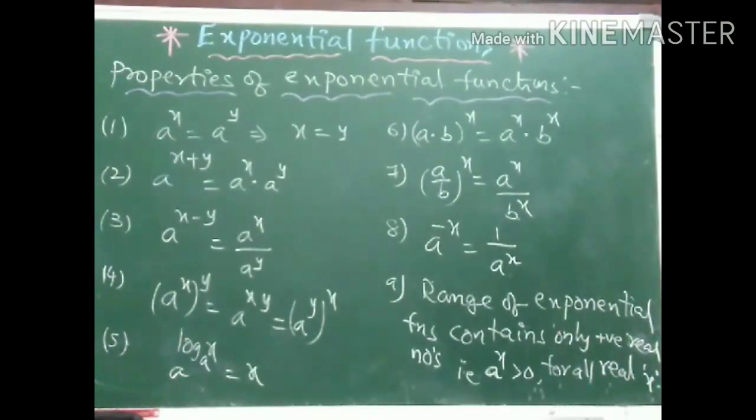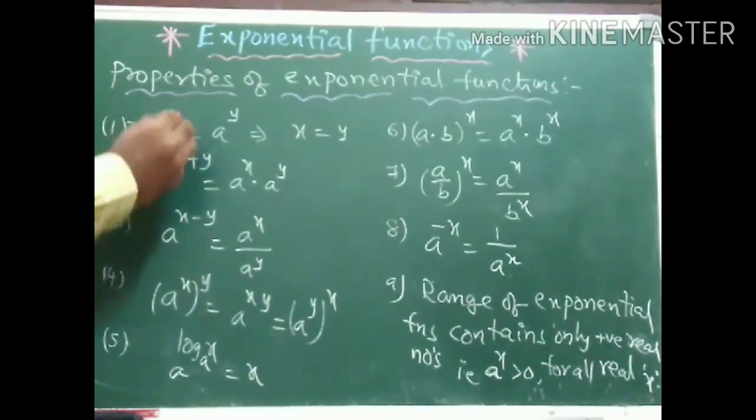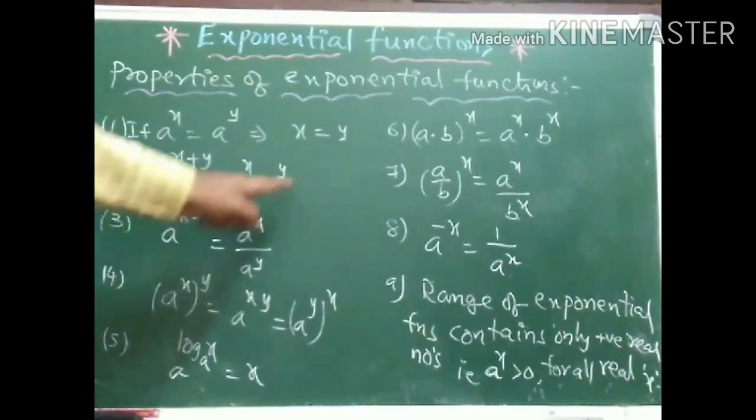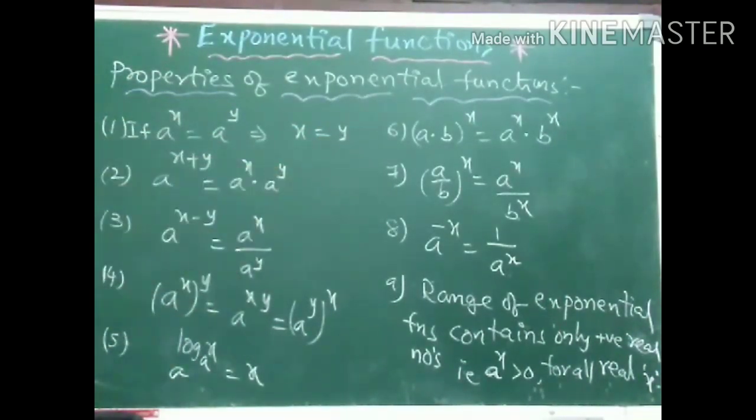Coming to properties of exponential functions. Look at what the properties are. Property number 1: if a to the power of x is equal to a to the power of y, that is, while equating, when the bases are equal, then the powers are also equal. Hence we can say that x is equal to y.